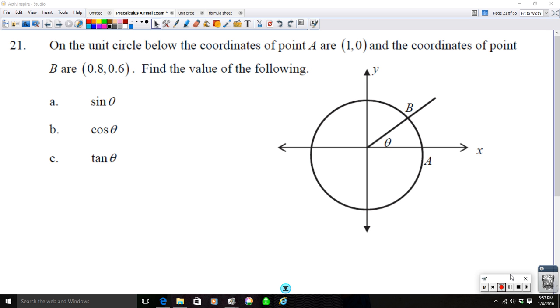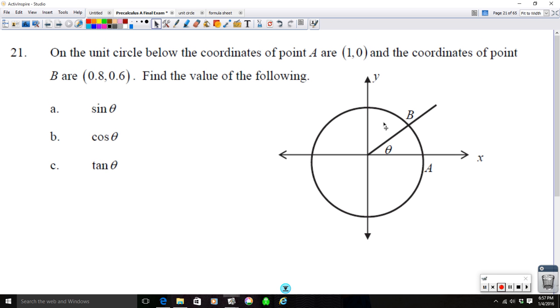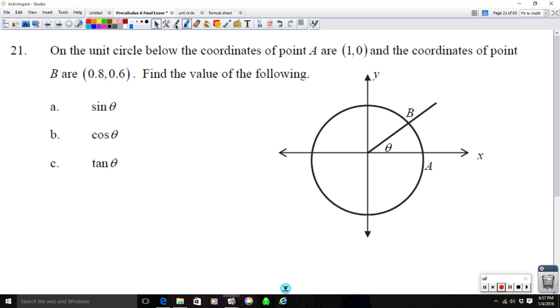Okay, so we're on question number 21 now. And we know that the radius is going to be 1. And our x value is 0.8. And our y value is going to be 0.6.